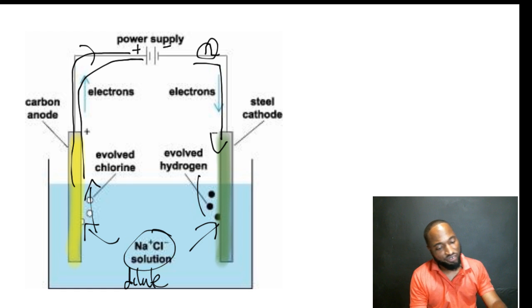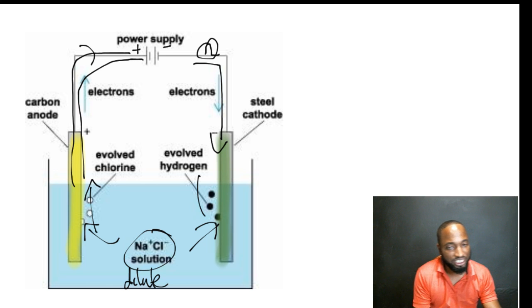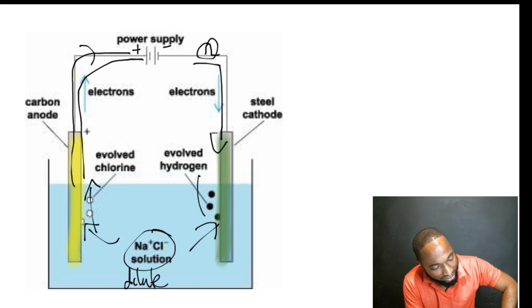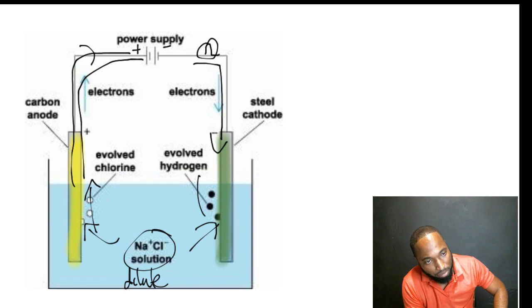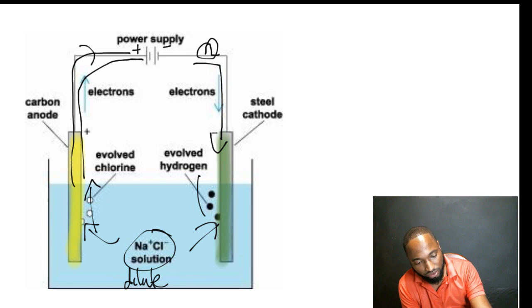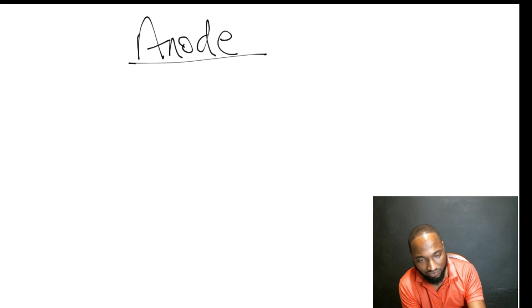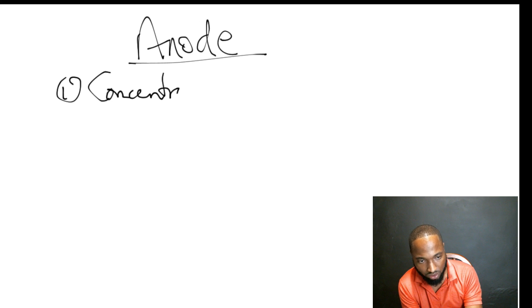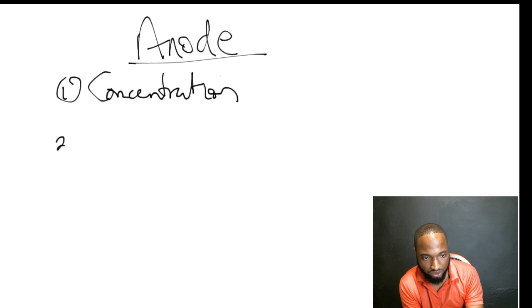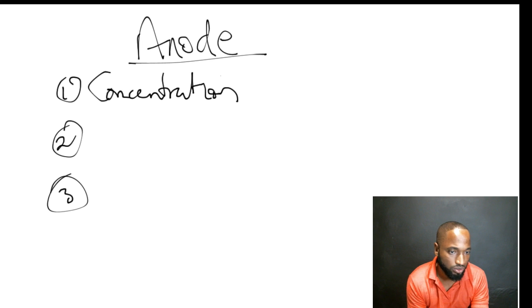Okay, what are the three factors that affect the discharge of the anions? What are the three factors that would affect what's happening at the anode? So if we're looking at the anode, what's affecting what happens at the anode? One, concentration. What else? Two, three, nature. I guess you mean the type.